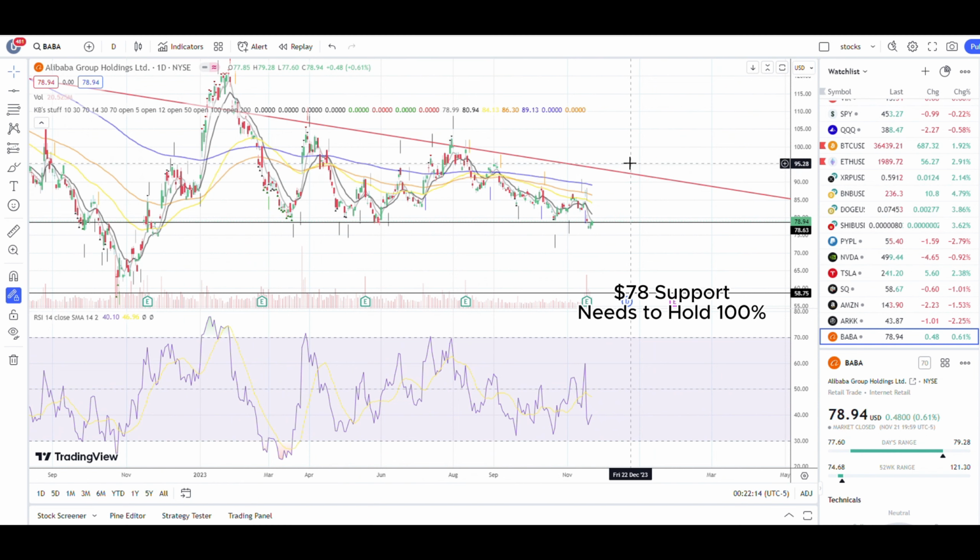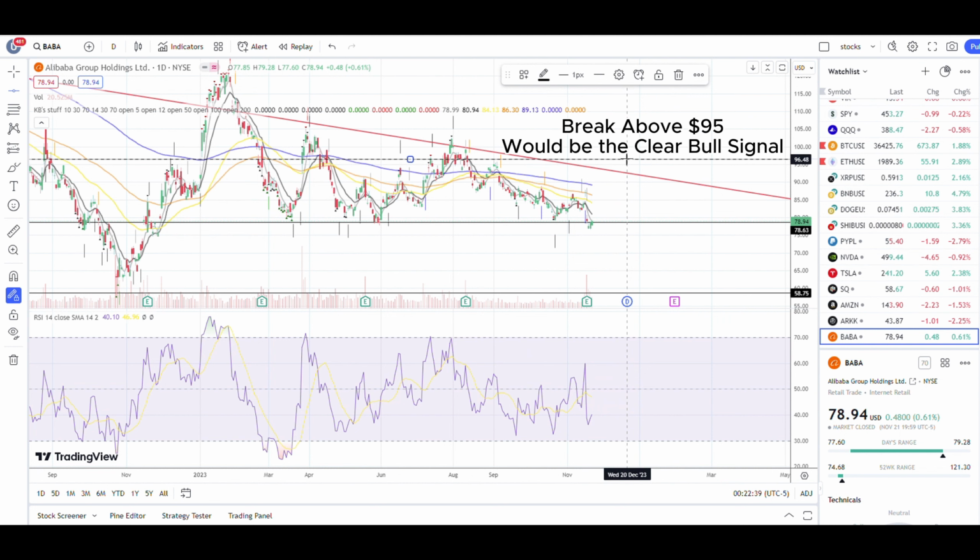We need to break above this trend line with heavy volume coming in. So that is roughly around the $93 mark. So it will be safe to say if we are able to make it to $95, that will be the area that we ideally want to break through for a strong bull trend. Like break above the 96 would signal a bullish strength coming back into Baba stock.